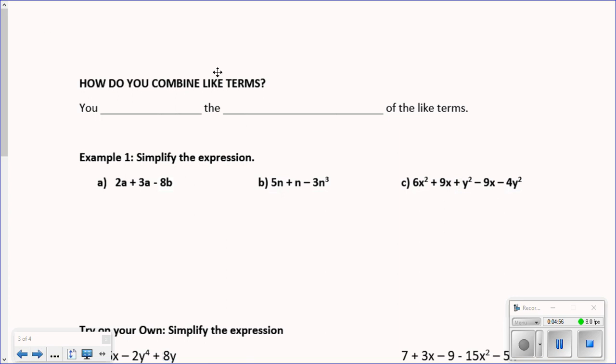Now, how do we combine like terms? What we're going to do is we're just going to add the coefficients. The coefficients are the number that is being multiplied with the variable. So it's the number right in front of the variable. And then we're going to create our like terms.